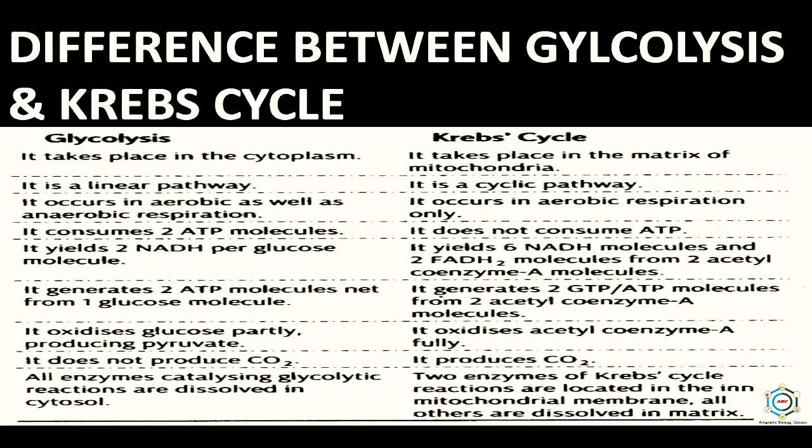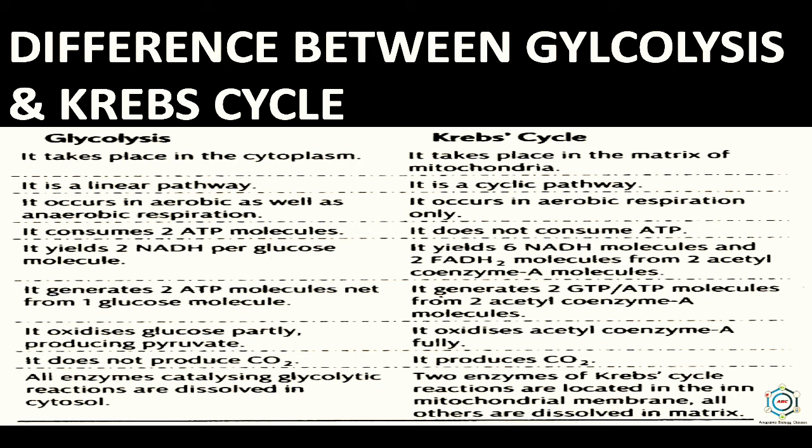Glycolysis yields 2 NADH per glucose molecule, while the Krebs cycle yields 6 NADH molecules and 2 FADH2 molecules from 2 acetyl coenzyme A molecules. Glycolysis generates 2 ATP molecules net from 1 glucose molecule, and the Krebs cycle generates 2 GTP or ATP molecules from 2 acetyl coenzyme A molecules. Glycolysis oxidizes glucose partly, producing pyruvate, while the Krebs cycle oxidizes acetyl coenzyme A fully.